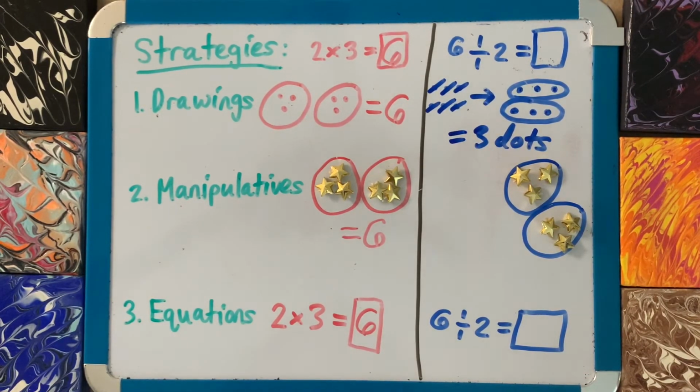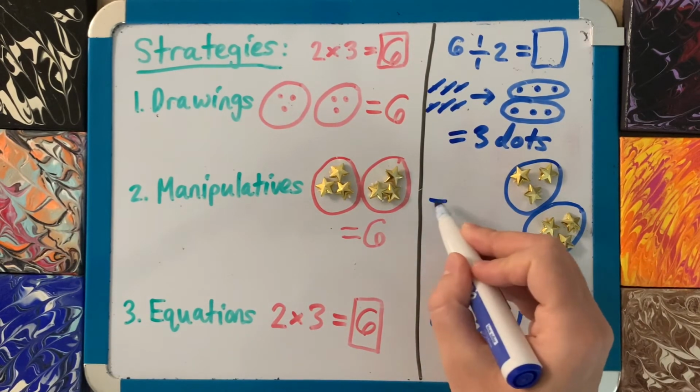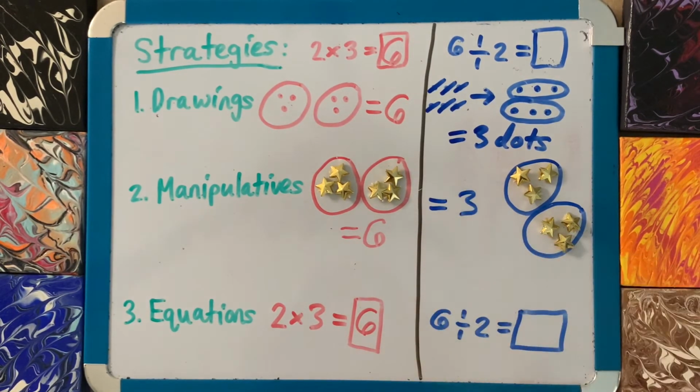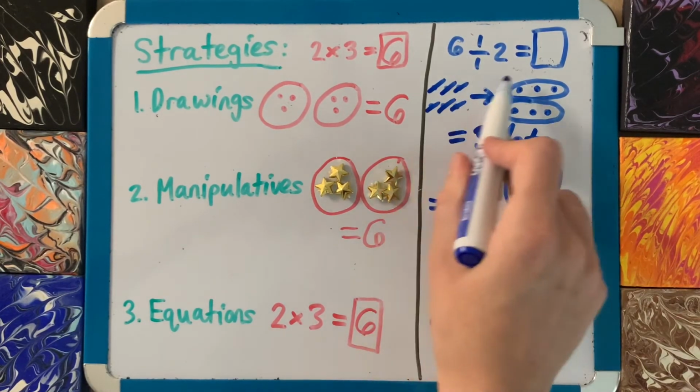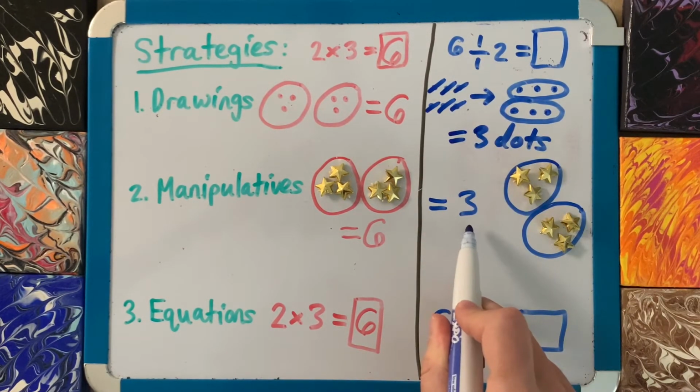If you said 3 stars are in each group, you are correct. Awesome job. So we have 1, 2, 3 stars in our first group and 1, 2, 3 stars in our second group. So 6 divided by 2, once again, equals 3.